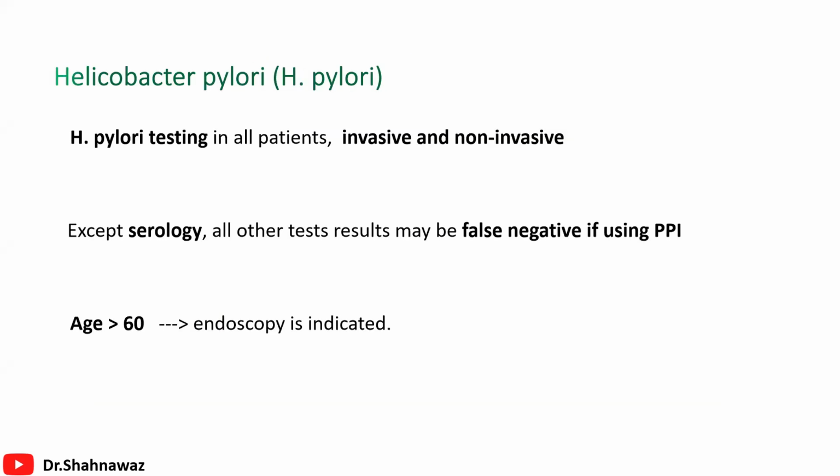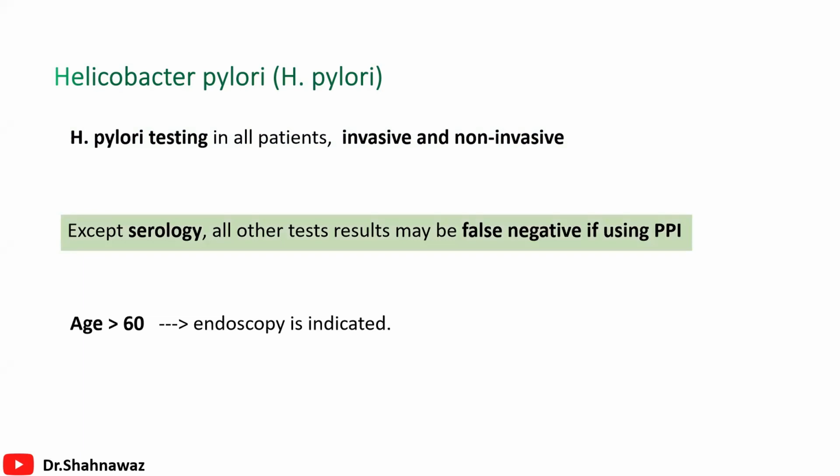To confirm if the patient has PUD with H. pylori, we do the testing that is called H. pylori testing in all patients. That could be invasive or non-invasive. Examples of invasive tests are endoscopy or X-rays, and in non-invasive tests, we use urease breath tests to confirm the diagnosis of PUD.